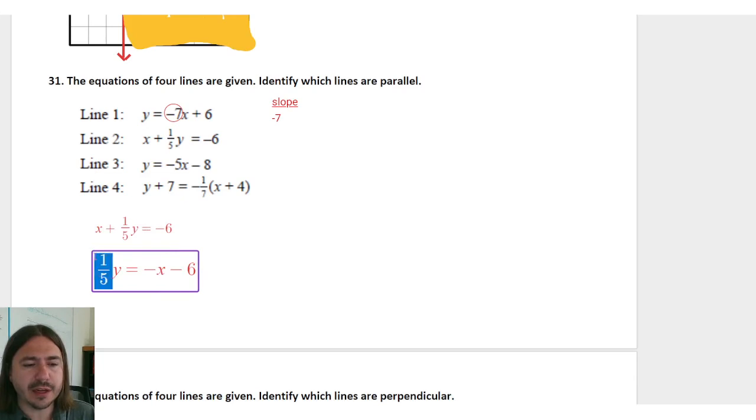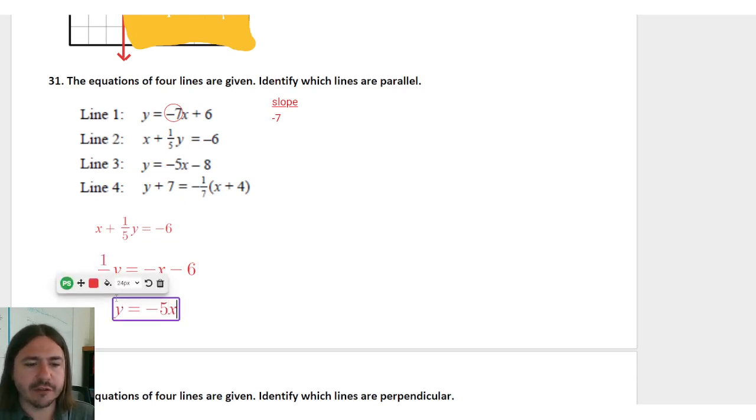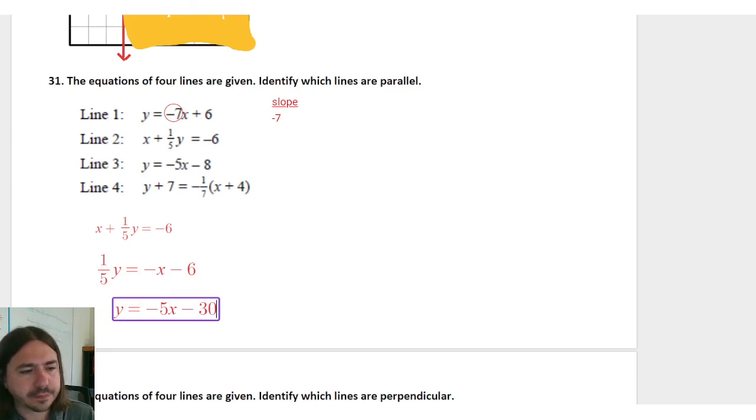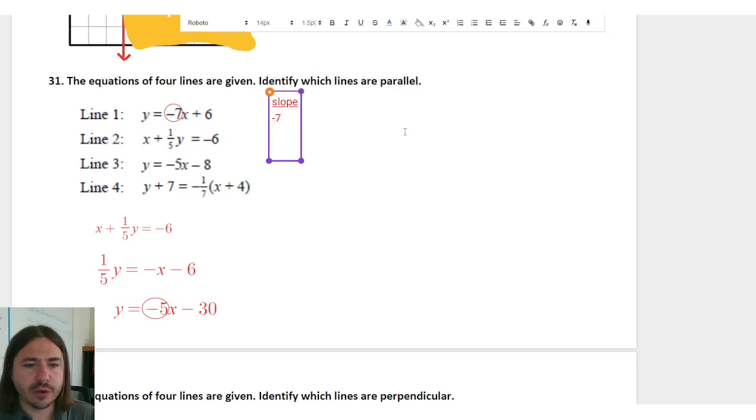So we're going to subtract x from both sides, and that's going to give me 1/5 y equals -x minus 6. And then I need to multiply both sides by 5 to isolate y, and so that's going to give me -5x, and 6 times 5 would be 30, so minus 30. So the slope on this one is going to be 5, I'm sorry, -5. We don't know the other ones yet, so I'm just going to make a note of that.